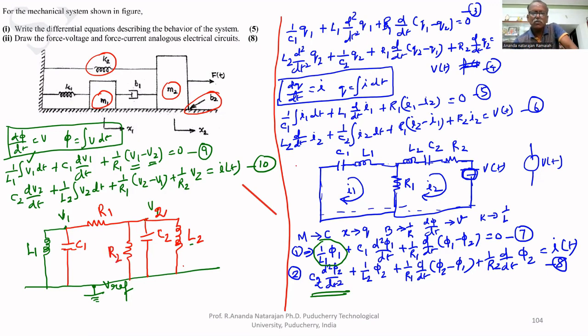One more thing is the current source. The current source is between V2 and reference. For this node only, we wrote this equation, that's why it is here. The current source I of t is between this node and reference. That's all. This is the force current analogy.